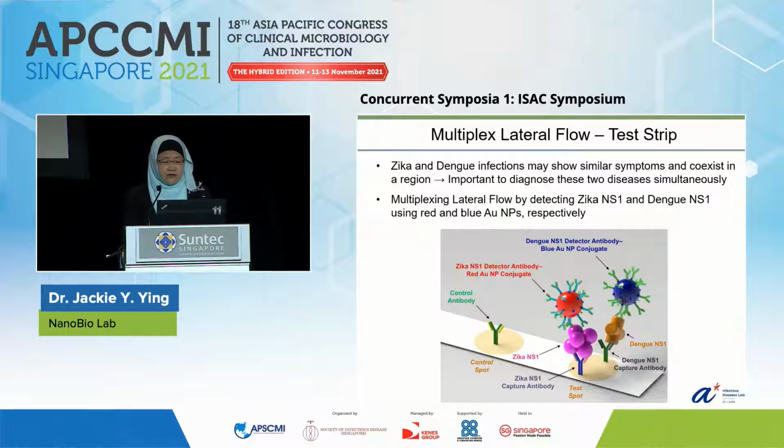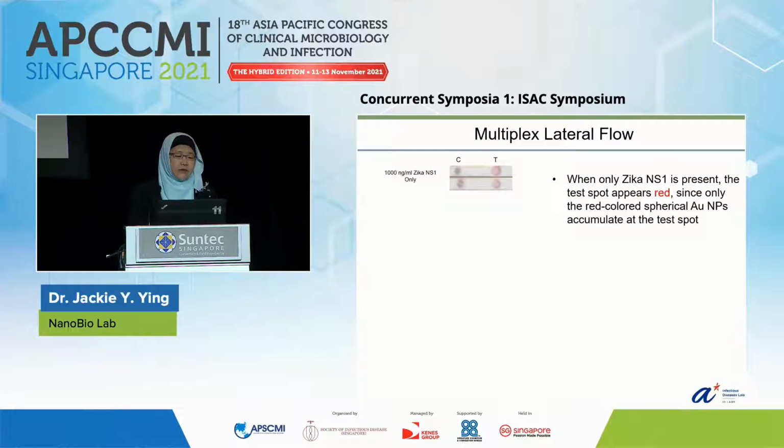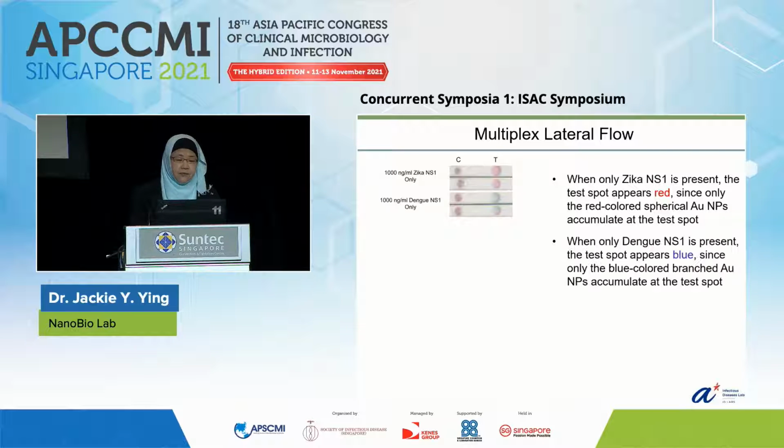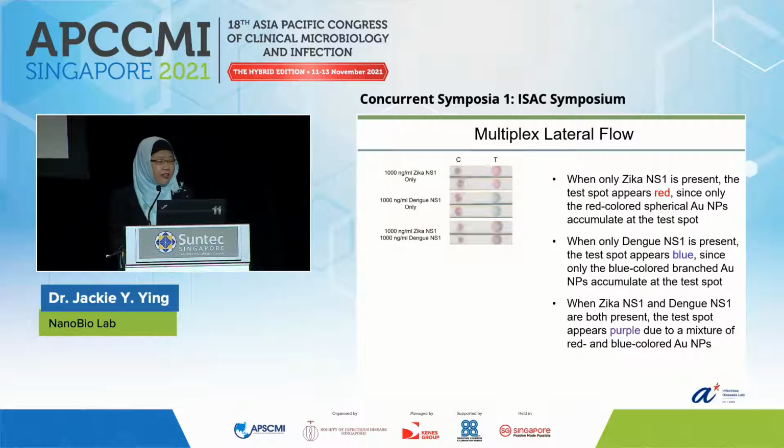The difference is in the synthesis of these materials. The red gold nanoparticles are slightly smaller and spherical, whereas the blue ones have pointy edges and are also slightly larger to give you the blue visual image. So in a multiplex lateral flow assay, if one has Zika, you will see a red spot at the test spot. And if you have dengue, then the test spot will show as blue. In the unfortunate case that you have both Zika and dengue, you will get a purple spot.